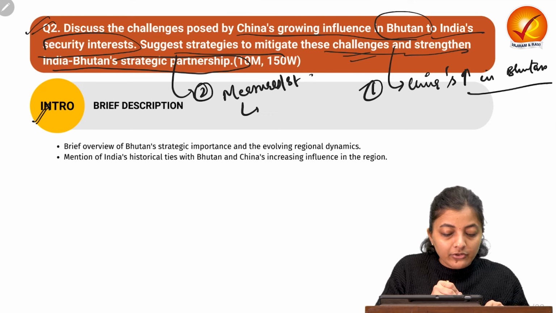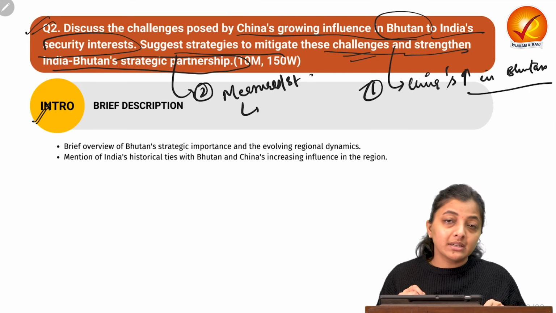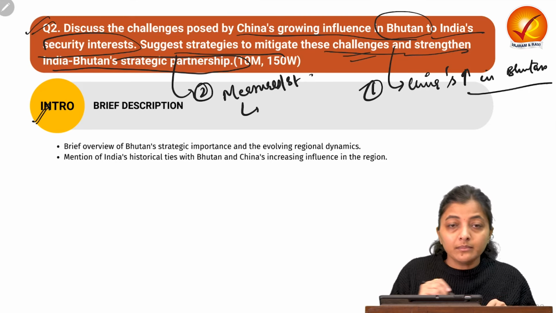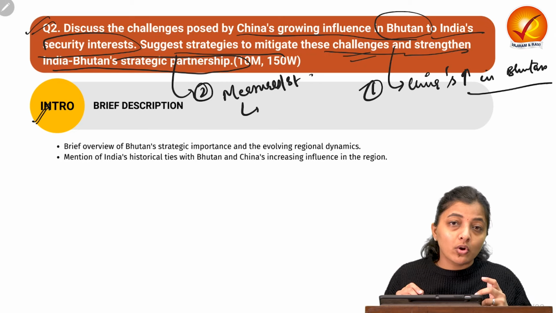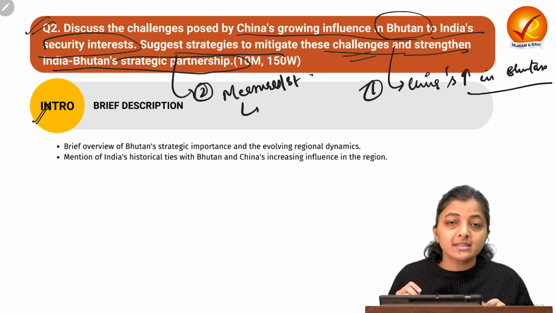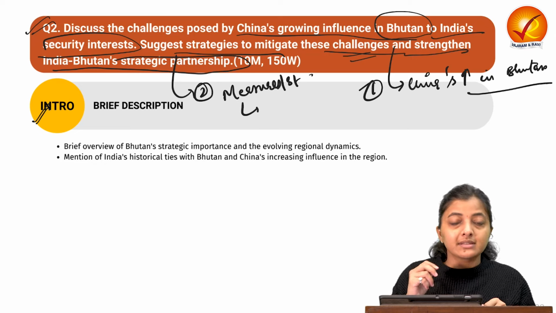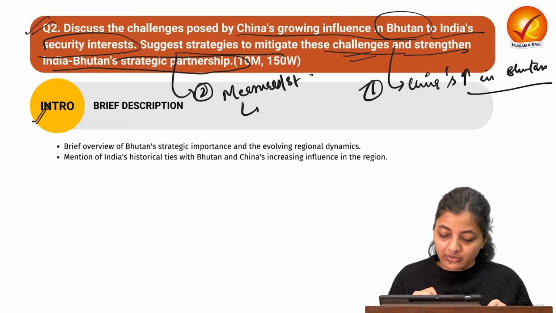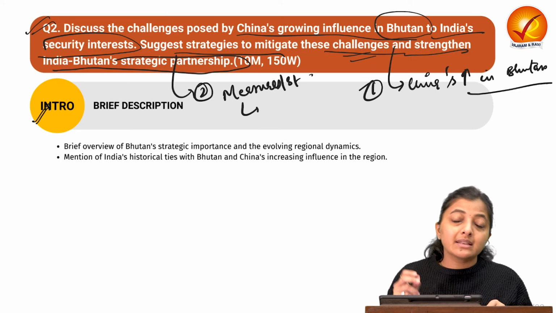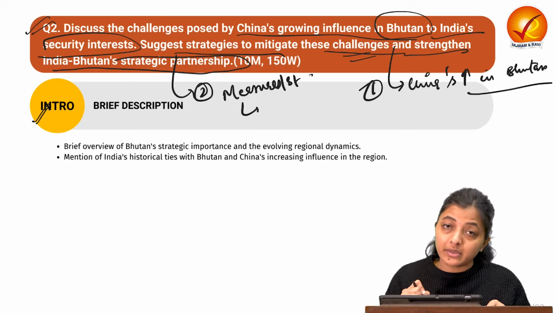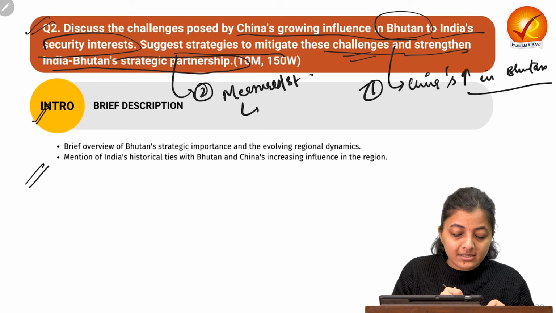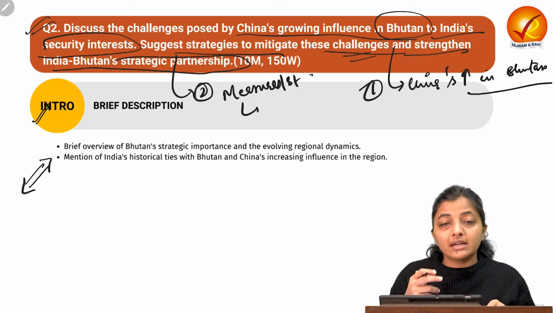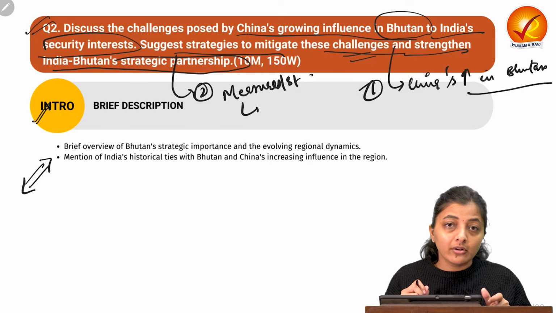So again, in the introduction, we can write about the historical ties: India has always been the strongest ally to Bhutan, and there has always been a very good and cordial relationship between these two countries. But in recent times, as Chinese influence is growing in this region, it has taken a stance that can hamper India's security interests in this particular region.